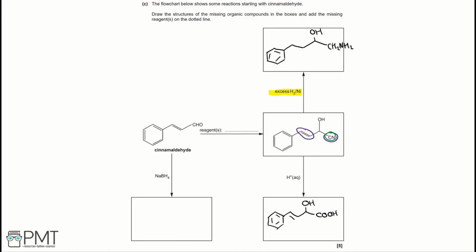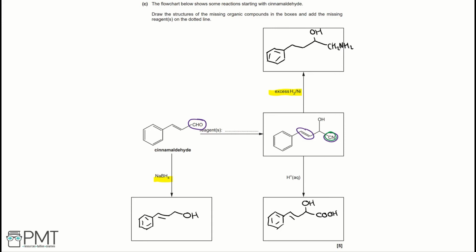Now let's look at our last product we have to draw. NaBH4, this is a reducing agent, and it's going to reduce our aldehyde functional group. So everything's going to stay the same except our aldehyde is going to turn into an alcohol. So here, keeping it all the same except we have an OH.